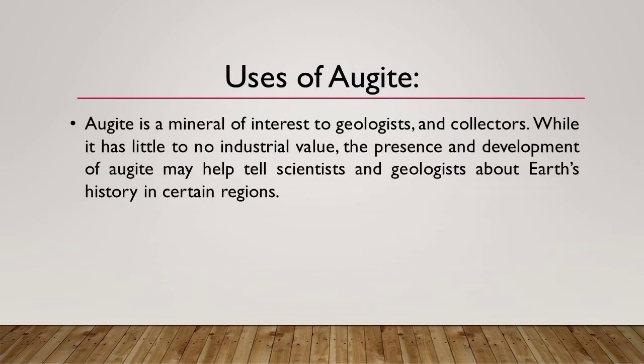Uses of augite. Augite is a mineral of interest to geologists and collectors. While it has little to no industrial value, the presence and development of augite may help tell scientists and geologists about Earth's history in certain regions. So, sabi dito, yung augite daw ay wala masyadong industrial value or hindi pwedeng gawing materials. Pero para sa mga geologists at collectors at scientists, ito daw ay makatutulong sa pag-aaral ng Earth's history sa ibang panig ng mundo.